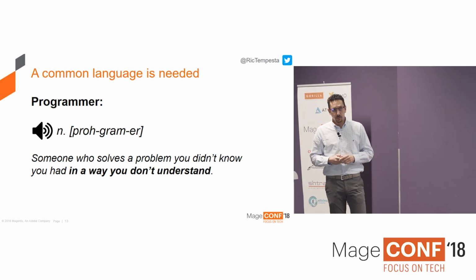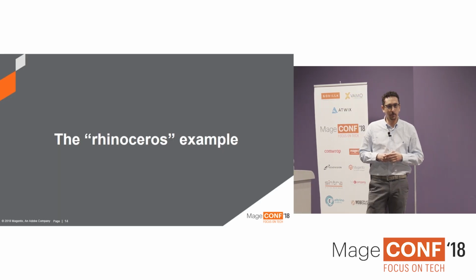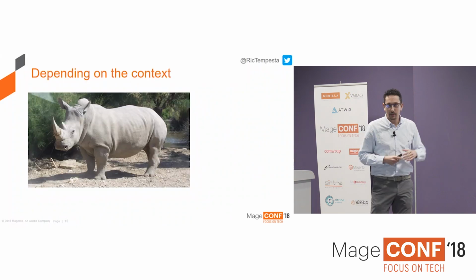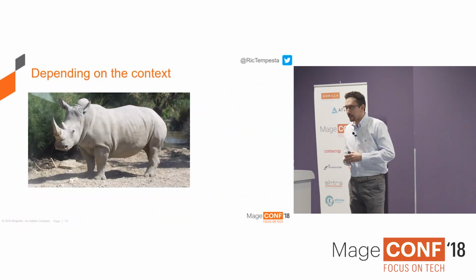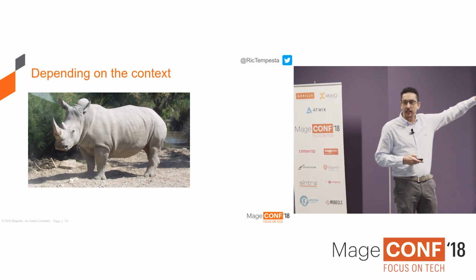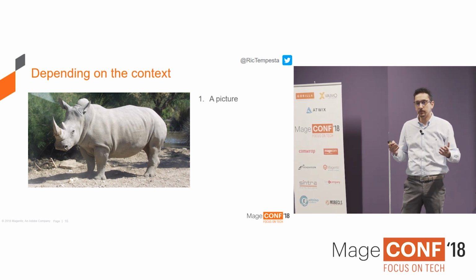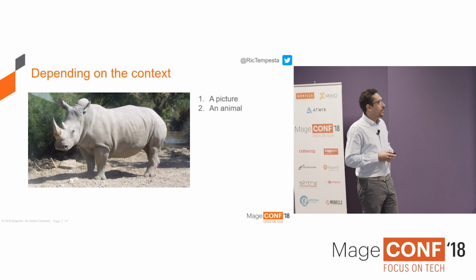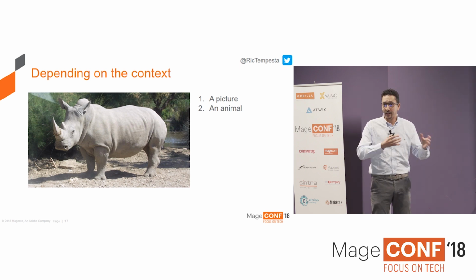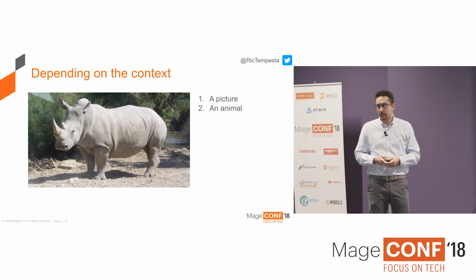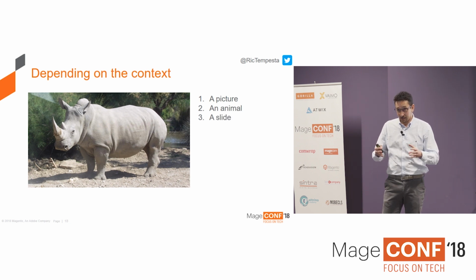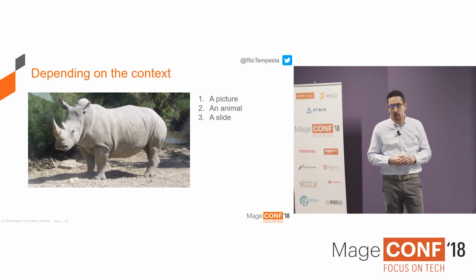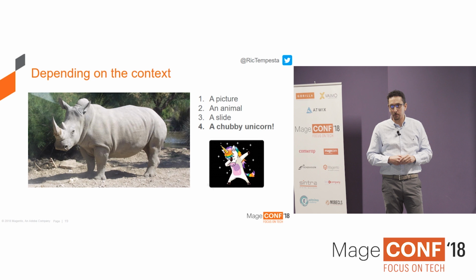And why is the context important? Do you know about the rhinoceros example? You probably never heard it before. So the rhinoceros is this animal. And if you look at this, you can see, depending on the context, one picture can be one thing if we are in the photograph context, let's say, it can be one animal if we are in another context, so let's say the biological context. And it can be a slide if we are in my presentation context. So basically we have one object, different representations, but we all know that actually it is just a chubby unicorn.